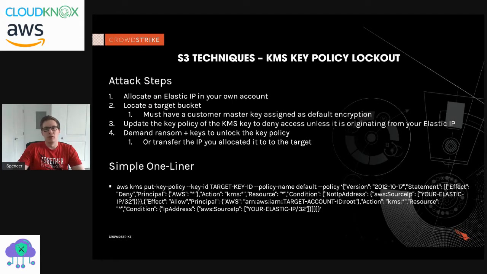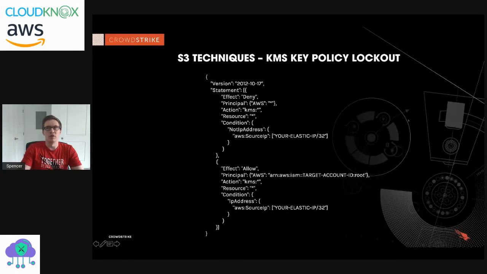So another one-liner. This one doesn't look very simple because it's got a whole bunch of JSON in it, but it's just a single command. So AWS CLI, KMS put key policy, pass in the target key ID for the key we want to target, obviously. The policy name is always going to be default. And then we're passing in a JSON policy, which I have formatted to make it a little bit easier to read.